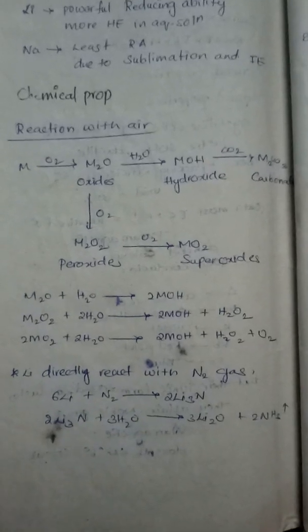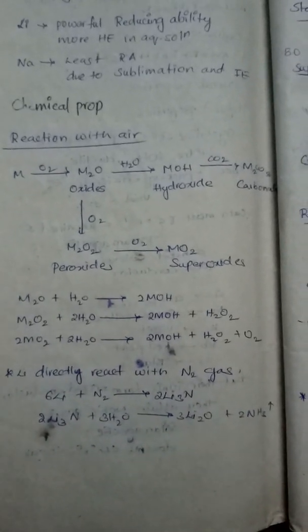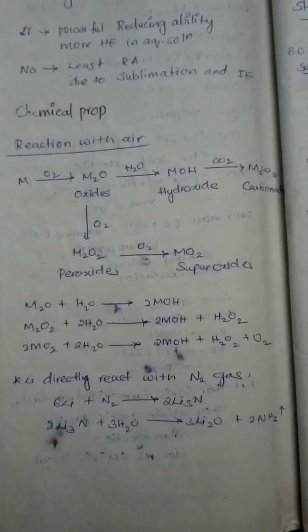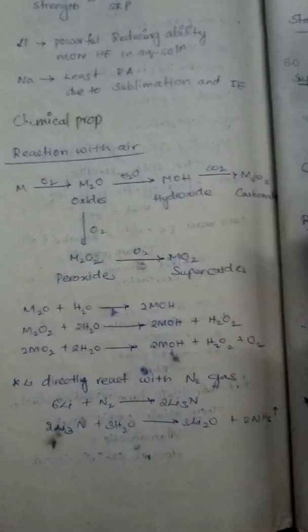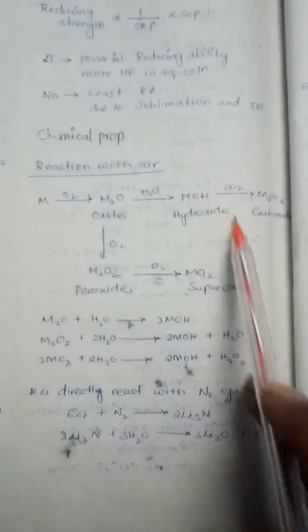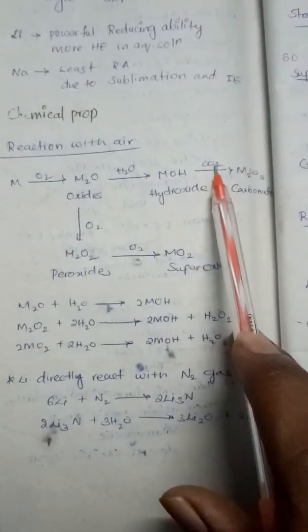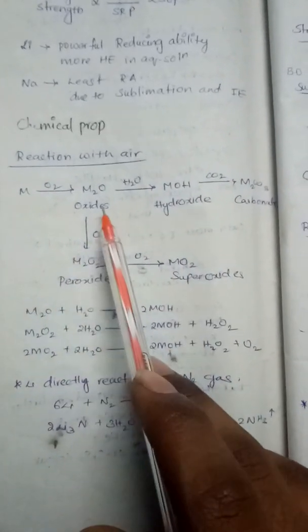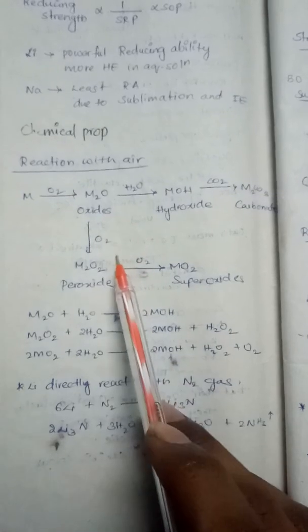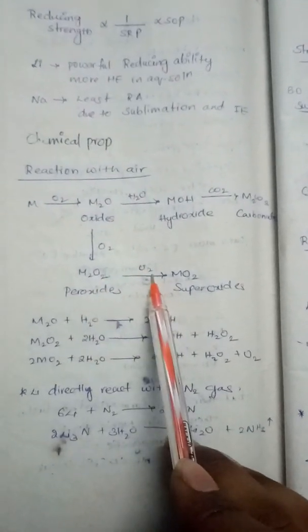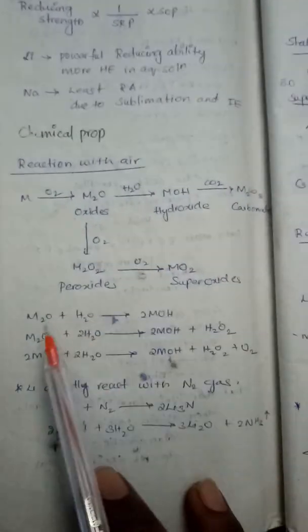Chemical properties. Let us discuss chemical properties. Reaction with air. When a 1A group element reacts with oxygen, it forms M2O oxides. Further, when it is treated with water, it forms hydroxides, and when treated with carbon dioxide, it forms carbonates. When M2O oxides are treated with more oxygen, they can form peroxides M2O2, and with further oxidation they can form superoxides MO2.